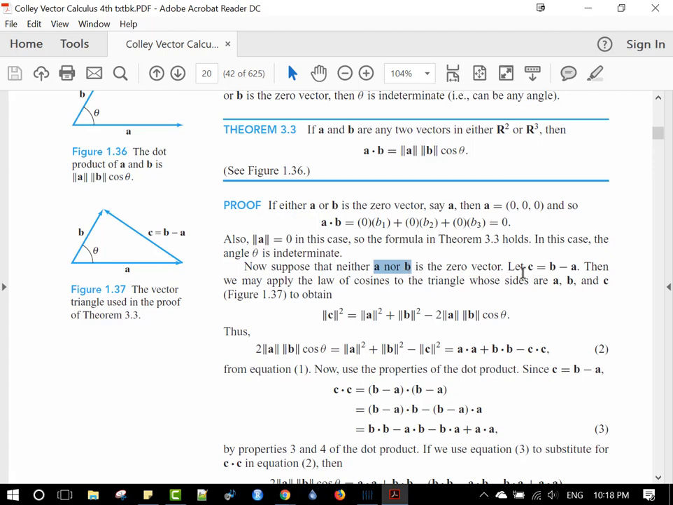Then let C be B minus A. We looked at this before. Anyway, B minus A, we're going to call that C. Then we may apply the law of cosines. This is the thing that I said we knew from trigonometry, which honestly I don't remember because it's been such a long time since I studied trigonometry. But I suppose you might remember it, or if you don't, you can find it somewhere. So apply the law of cosines to the triangle whose sides are A, B, and C. So here's A, and here's B. Now we define C as B minus A. I always get confused: is this going in the right direction or the wrong direction?